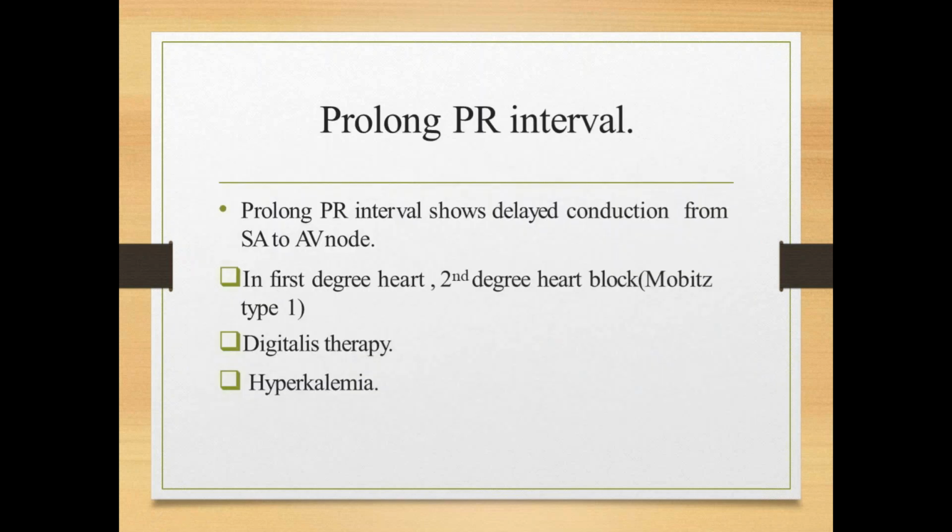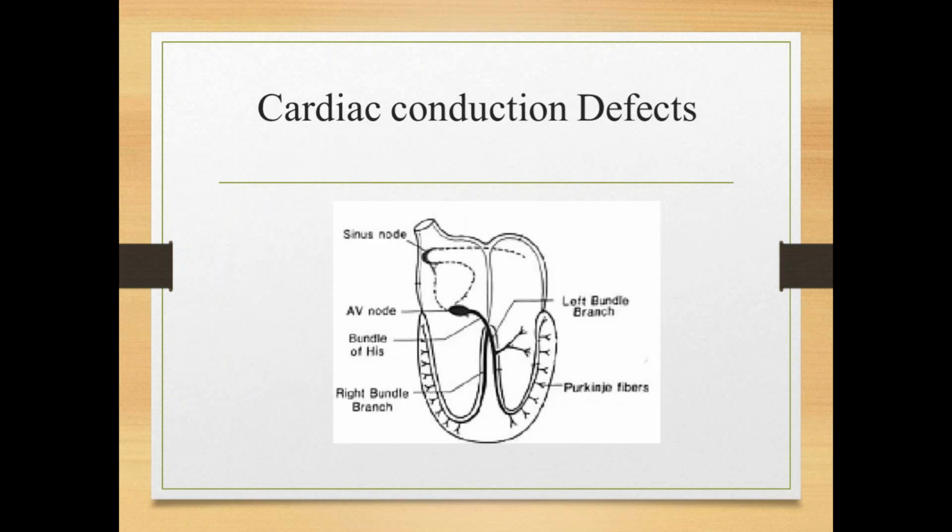So prolonged PR interval shows a delayed conduction from the SA node to the AV node. So you get it in conditions like first degree heart block, second degree heart block Mobitz type 1, digitalis therapy, and hyperkalemia. Again, this is the picture of the cardiac cycle once again, from the SA node to the AV node, bundle of His, right and left bundle branches, and then the Purkinje fibers.